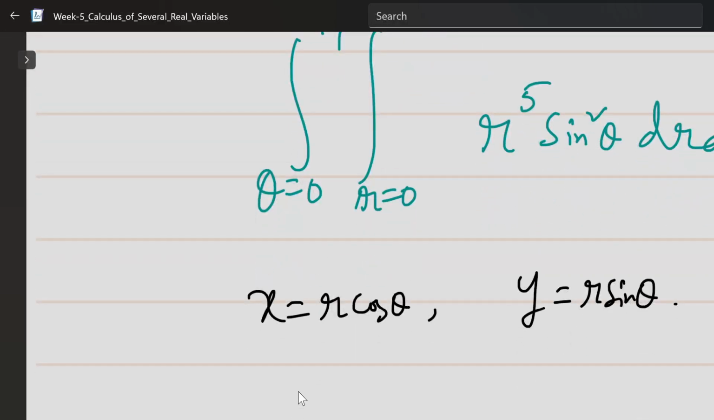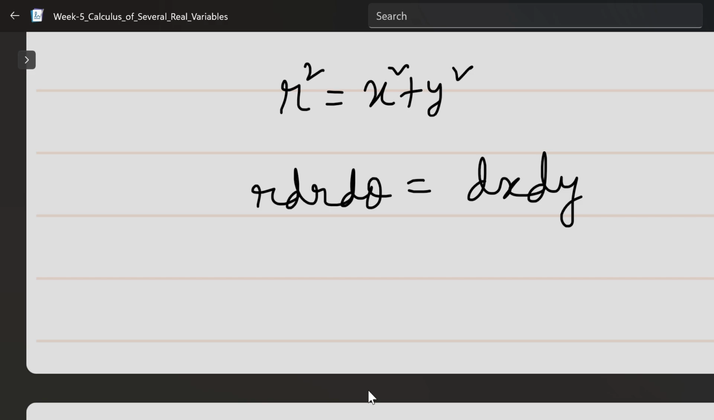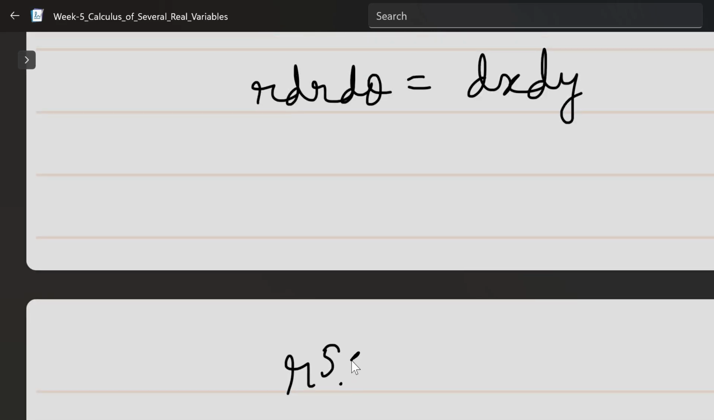So what is r? r square is x square plus y square. And what is r dr d theta? It is dx dy. Okay. So your r power 5 sine square theta dr d theta, I am writing it as r power 4 sine square theta into r dr d theta. Why did I write it like this? Because I want to replace this r dr d theta by dx dy.